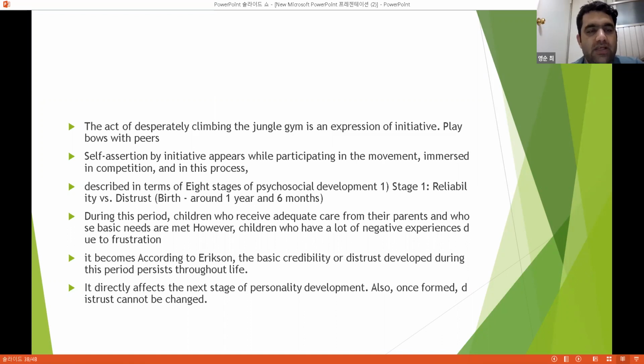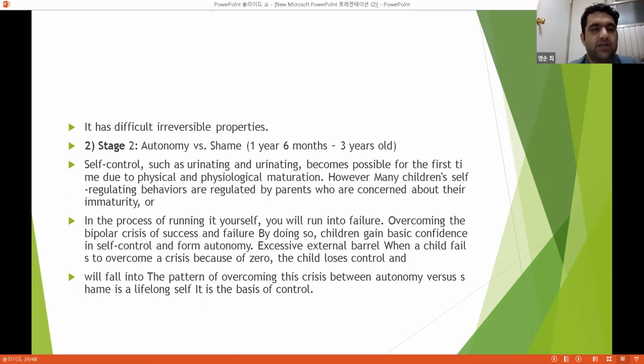Stage number 1, trust versus distrust, which is from birth to around 1 year, or 6 months to 1 year. During this period, children receive adequate care from their parents and their basic needs are met. However, children who have experienced a lot of negative experiences develop, according to Erikson, basic distrust, which persists throughout life. It directly affects the next stage of personality development, and it cannot be changed. It has difficult, irreversible properties.